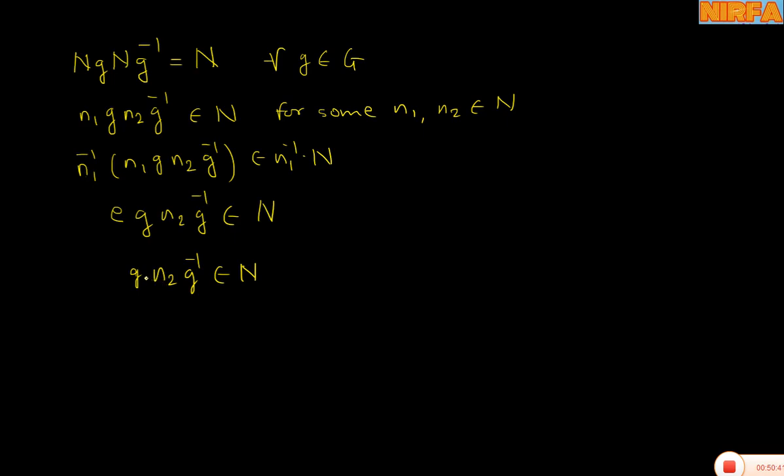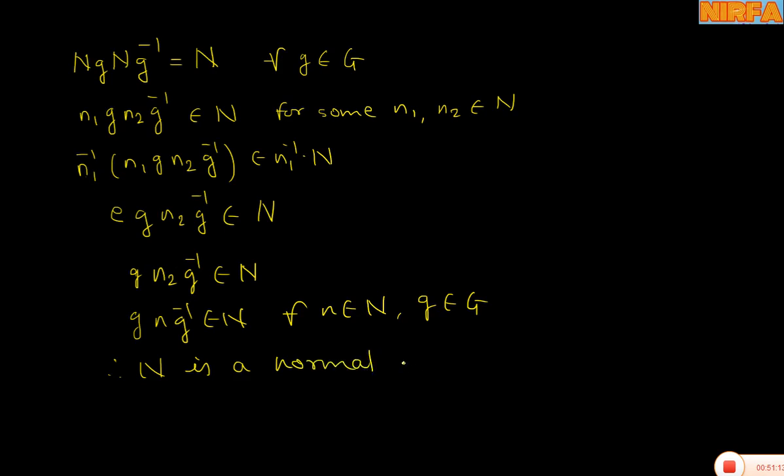And we know that n2 is an element of N. Now you can take any other element from N. Therefore, in general, we can write g n g inverse belongs to N for all n belongs to N, and g also belongs to G. And this is the definition of normal subgroup. Therefore, we may state that N is a normal subgroup of G. So now we have proved this lemma also.